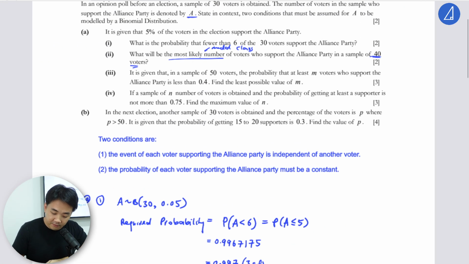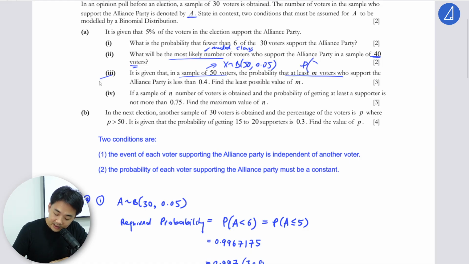So part 3, you have a sample of 50 voters now. Let X be binomial with 50 and 0.05. The probability that at least m voters support is less than 0.4. That's the idea there.